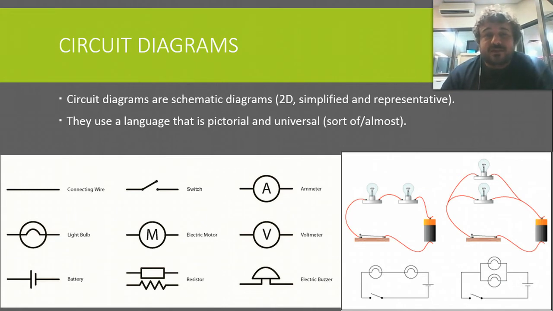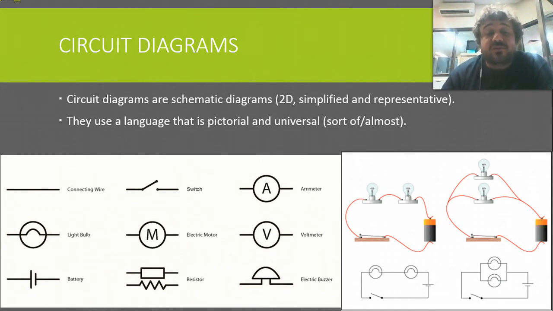The universal part is sort of almost, because there are a couple of things where there's differences. For example, the light bulb here, the resistor, you see we've got a couple, and we'll see a few as we go. So these are the things that you could have in your circuit right now. There are other things that could be added later on, but we'll start off nice and simple. You've got a connecting wire, a switch, an ammeter which we use to measure the current, a voltmeter which we use to measure the power.